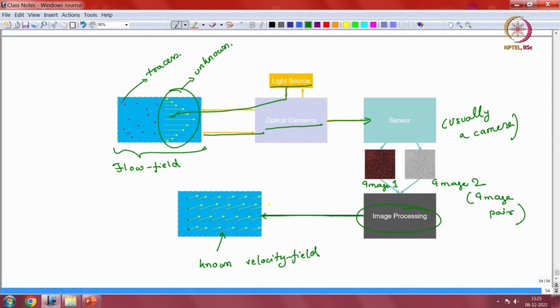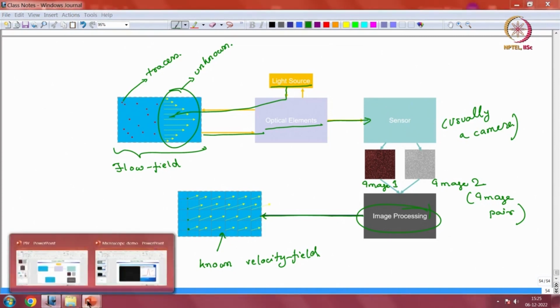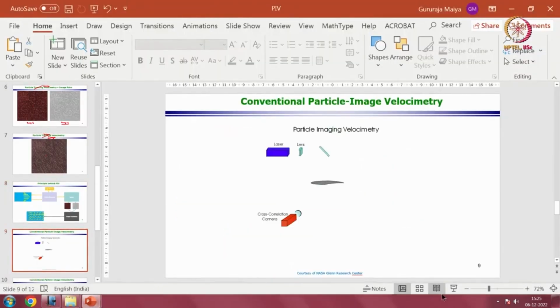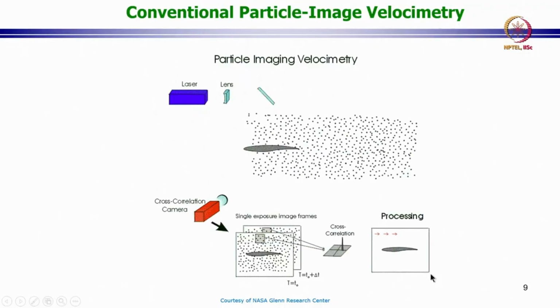Now, what optical elements, what light source, what sensor, what image processing, or what the parameters of the image processing are, these all depend upon the particular circumstance, which is why it is important to understand the basic principles behind PIV in order to appreciate that. So, what I am going to do now is show you two examples, okay, of particle image velocimetry.